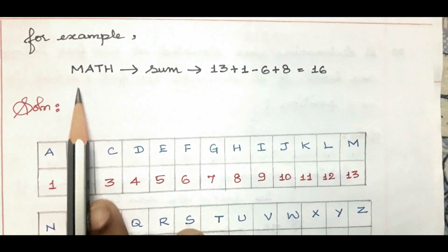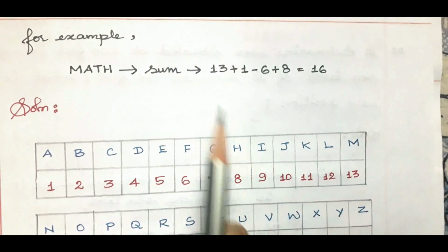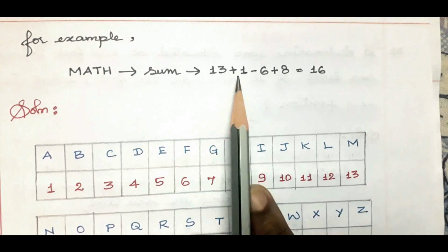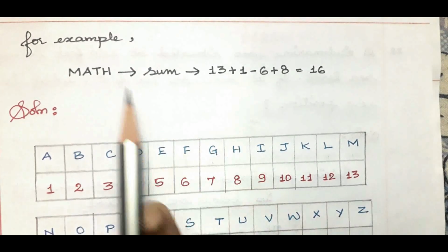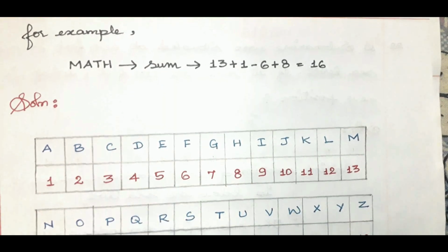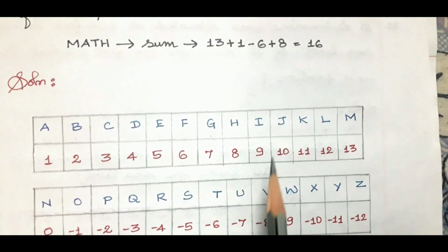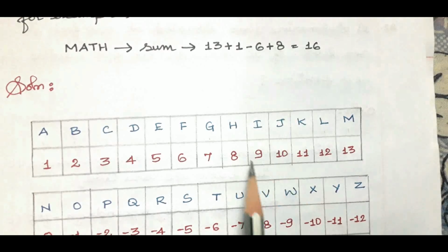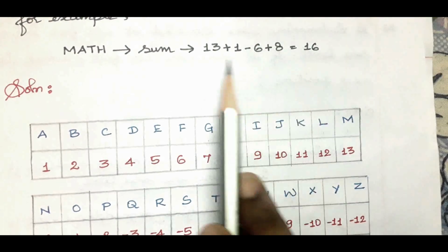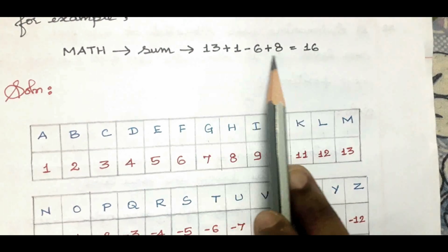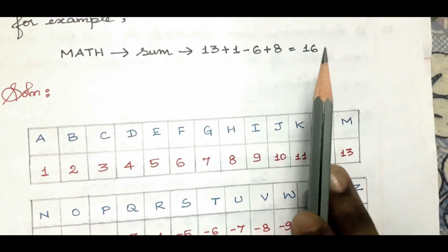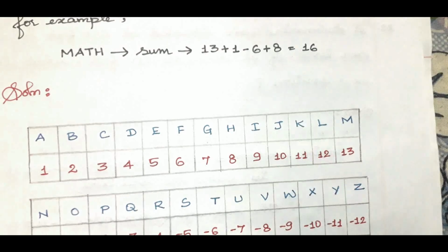Okay, M, find the M value, it is 13. That's why they have taken it as 13. And A, the number is 1, therefore taken as 1. And T is minus 6, therefore they have taken it as minus 6. And H is 8. When you check, yes, it is 8. So when you add all these integers, we will be getting the answer as 16. This is the way which you are going to use for the given questions below.